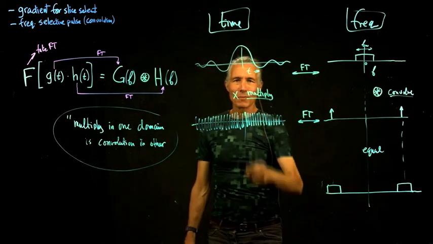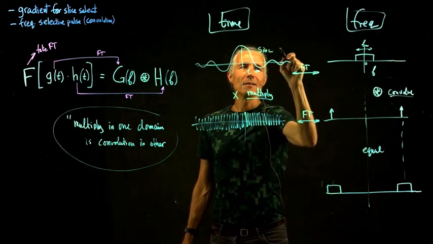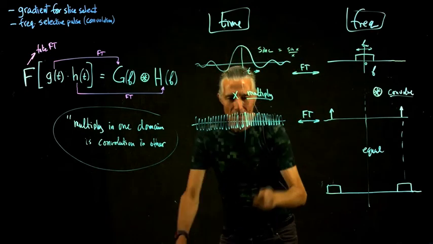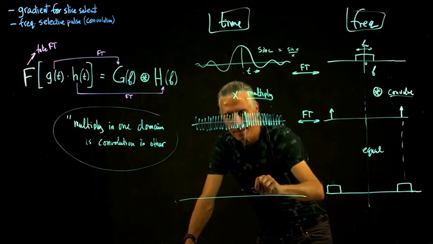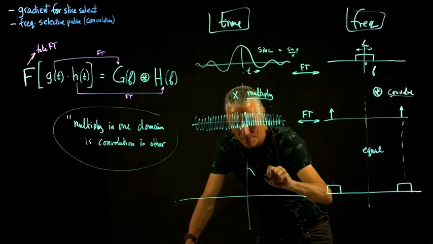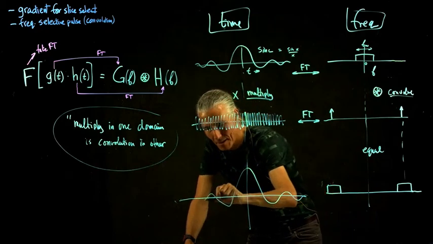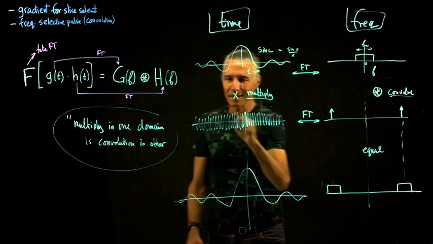And so what happens when we multiply our sinc? Here's our sinc, equals sine x over x. Then we get our answer. And so what is our answer? Well, our answer is an envelope that looks like a sinc. But it's got a cosine in it. This is cos.